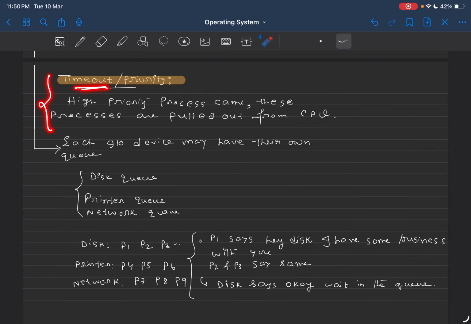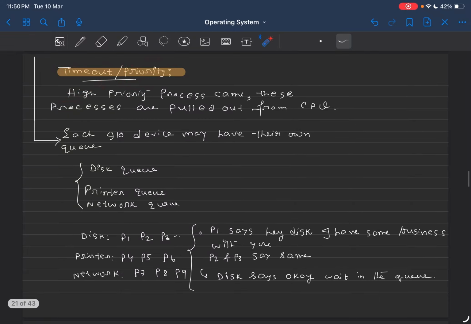Now let's see this queue, timeout or priority. So what is the timeout queue and what is the priority queue? Generally, processes are stored in the same queue for both timeout and priority issues. Timeout I have already explained. There is something called a time quantum. When this time quantum expires, that is when a timeout takes place. So the operating system comes, takes the process and puts it into this particular queue. Same thing when some high priority process comes in, the low priority process is taken out from the CPU and put into this same queue.